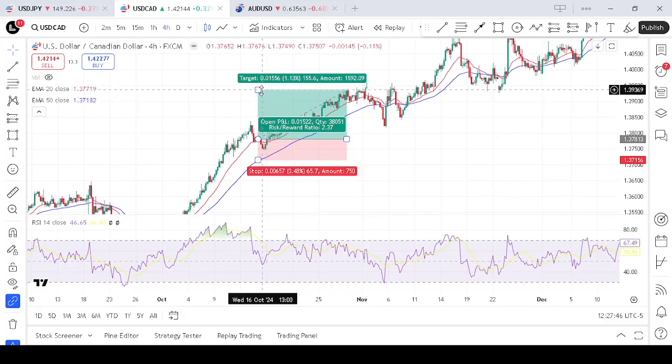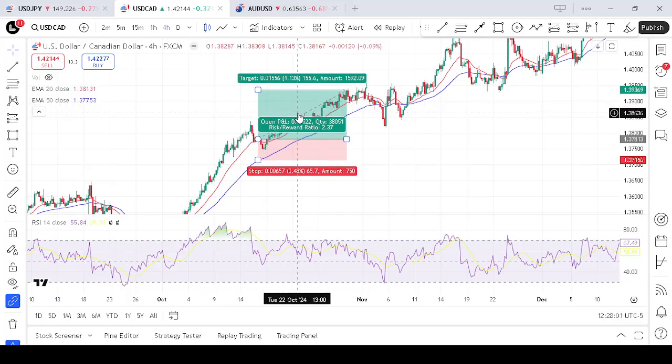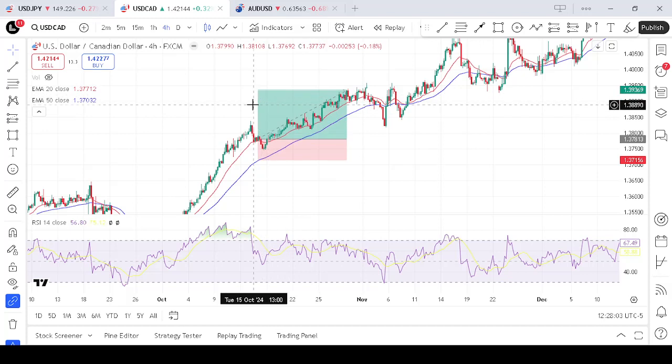Then let's not forget our take profit. Our take profit has to be set at a minimum of 1:2 risk to reward ratio. Let's not also forget that we don't have to be greedy. If we can get 1:2, it is okay.